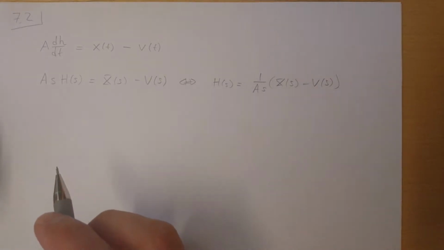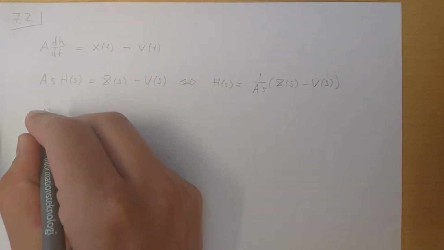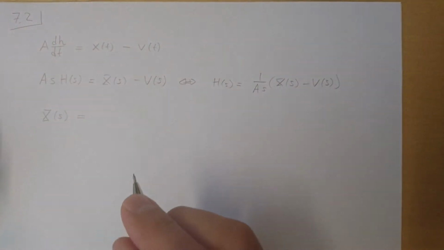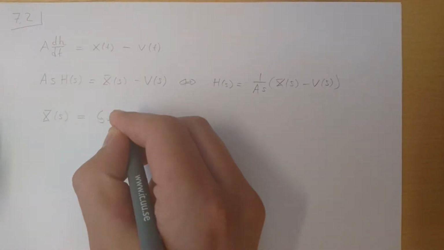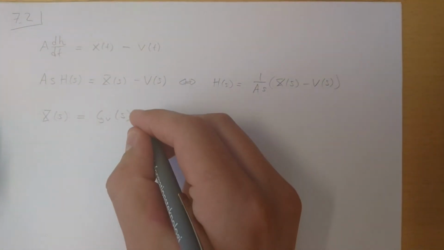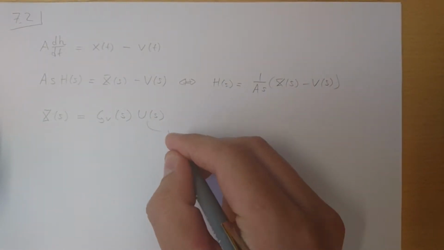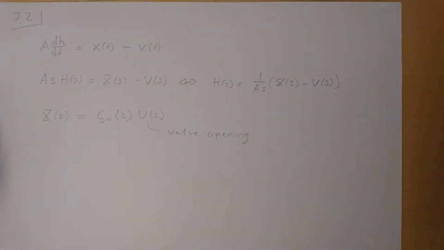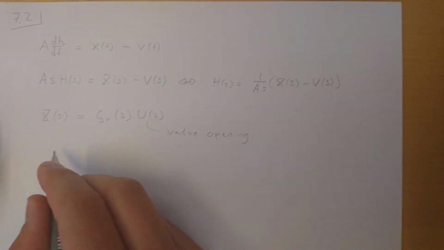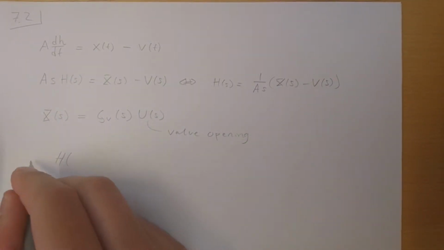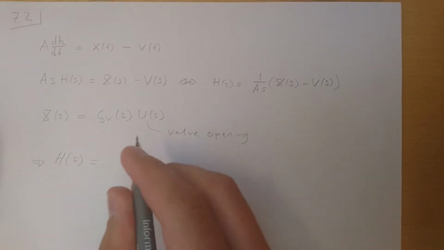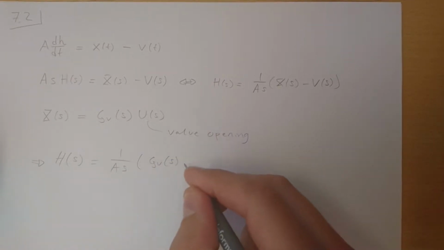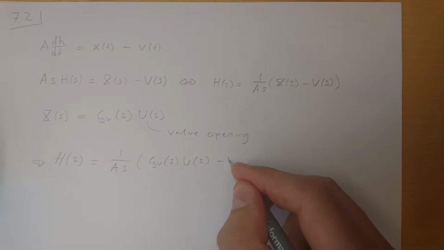And then we were given the relation that X(s), the inflow, was related to the valve opening through the transfer function G_v(s). So let's call the valve opening U(s). Valve opening like that, which means that if we plug this in there, we get that H(s) is equal to 1 over A times s times G_v(s) times U(s) minus V(s).